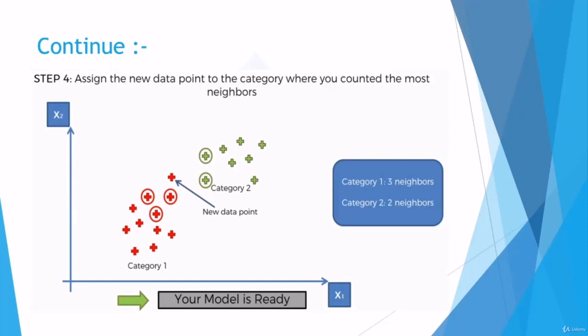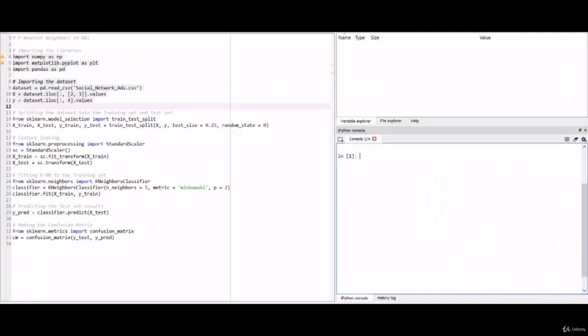Now we will see this in practical use. Let's see its implementation part. So here is the implementation part. As always, our first step is importing the libraries. The second step is importing the data sets. So let me run this code and import our data set first.